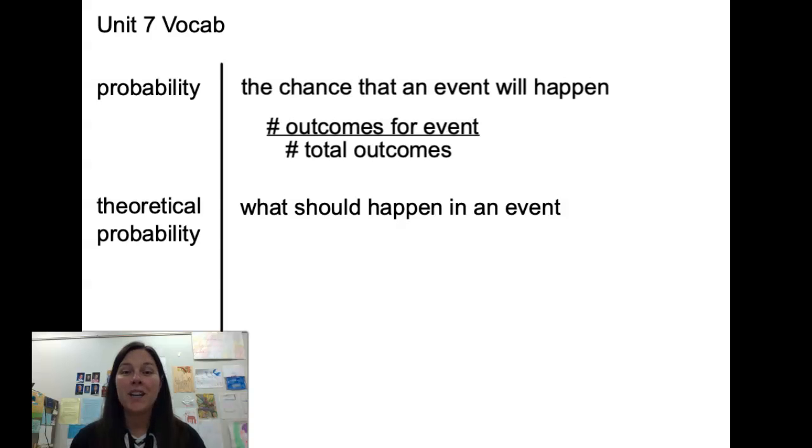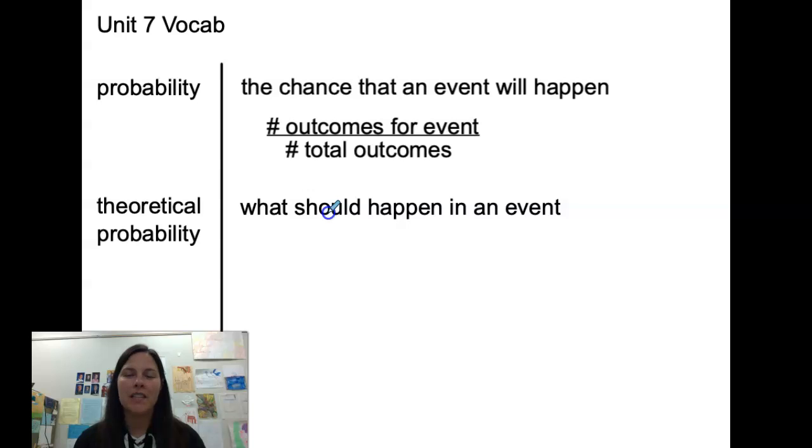Today we are going to actually calculate probability. So here's our formula for calculating probability, and that is the number of outcomes for the event, or what you want to happen, over the total number of possible outcomes. So for example, when you flip a coin, let's say you're wondering what the chance is that you flip heads. There's one side of the coin that has a heads on it out of two possible sides of the coin. So there's a 1 out of 2 chance of flipping heads.